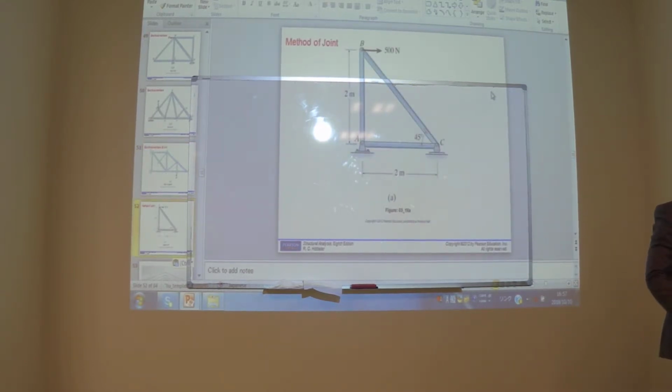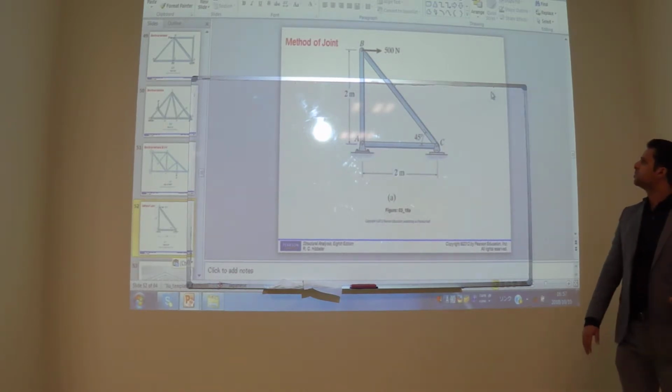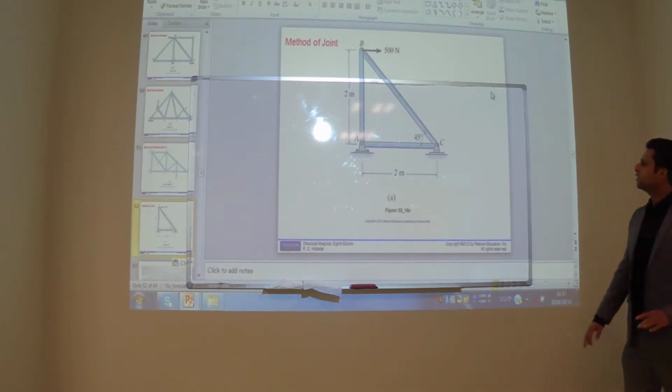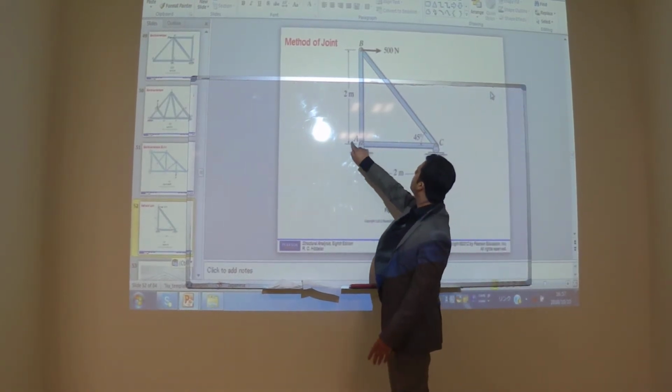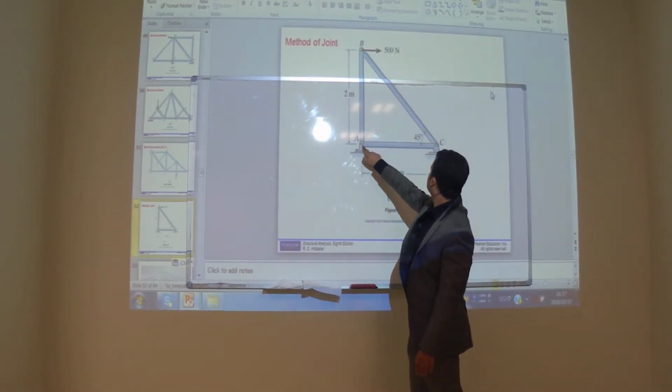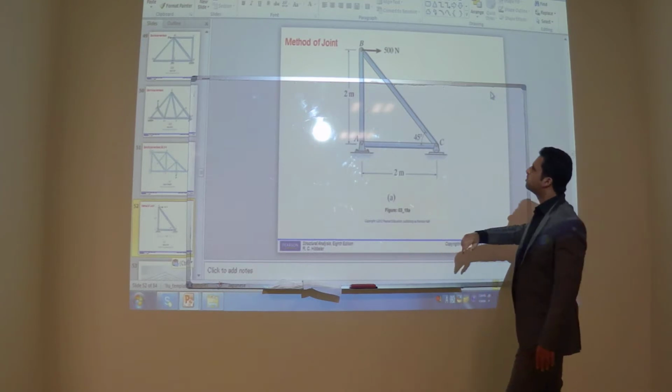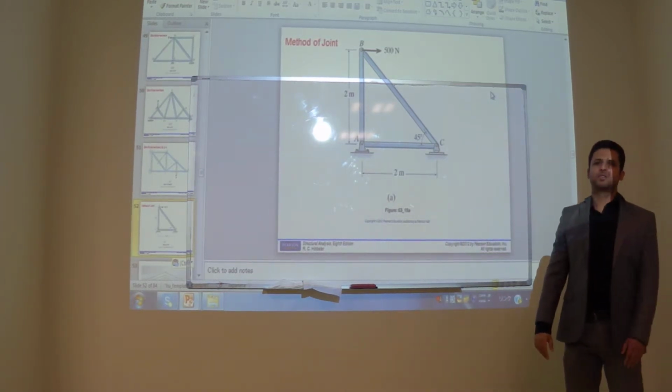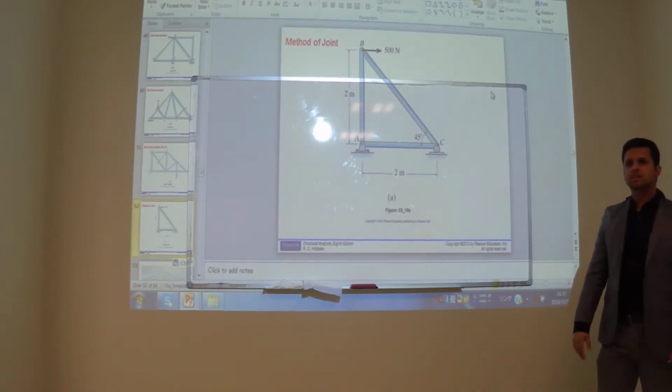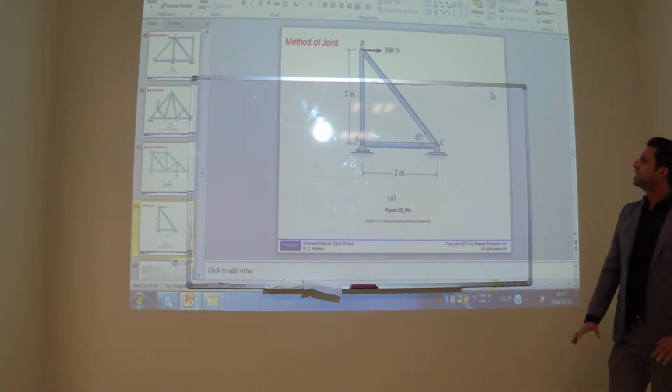Method of joints. Can you solve this truss by the method of joints? Yes, it's very easy. First find out the reactions and then solve joint A. The horizontal reaction at joint A will be equal to 500, and the vertical reaction will also be equal to 500. If we do the moment at C.